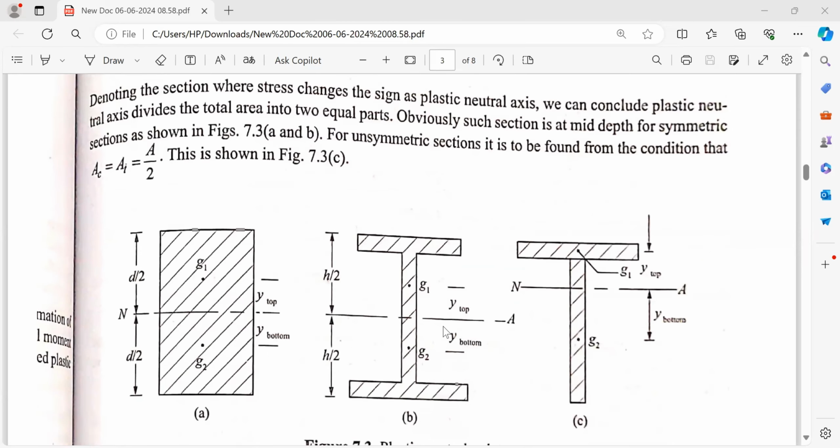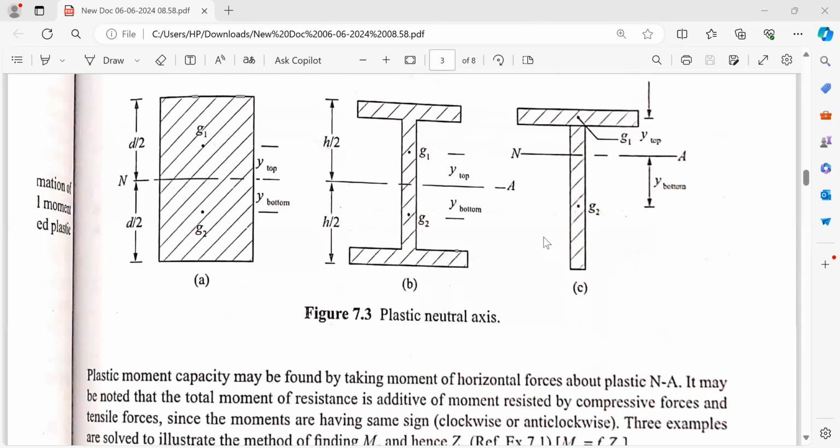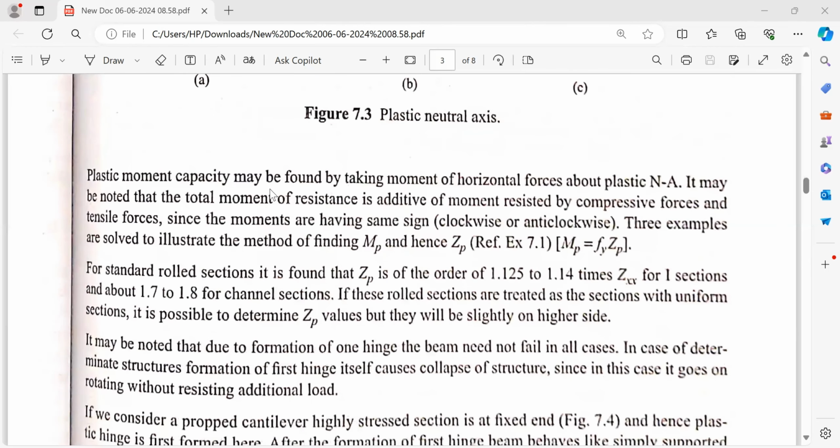Here also, this is for an I section. y top is the distance of the CG of the compression zone to the neutral axis or equal area axis, and y bottom is the distance of the CG of the tension zone to the equal area axis or neutral axis. This is in the case of a T section. Plastic moment capacity may be found by taking the moment of horizontal forces about the plastic neutral axis. It may be noted that the total moment of resistance is the sum of the moments of resistance by compressive and tensile forces. Since the moments are of the same sign, these examples are solved illustrating the method of finding the moment and ZP.